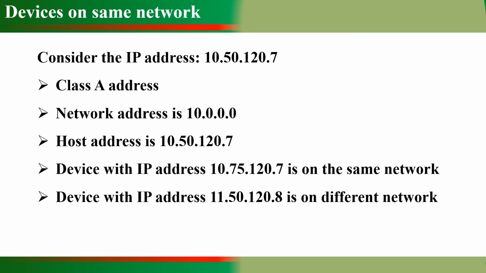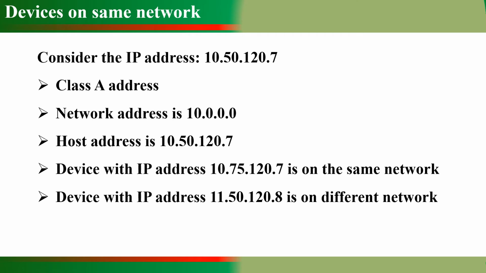Classification of IP addresses into classes helps us to find out whether devices are on the same network or on a different network. Consider the IP address 10.50.120.7. As the first byte lies between 0 and 127, this address belongs to class A. Here the network address is 10.0.0.0. Here the first byte represents the network ID, and the remaining 3 bytes represent the host ID.